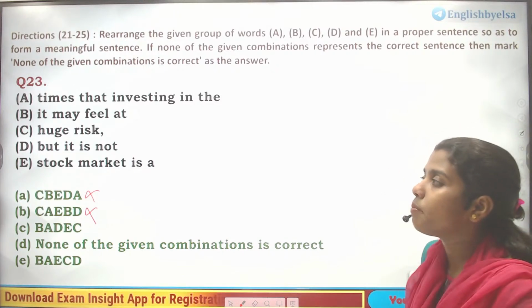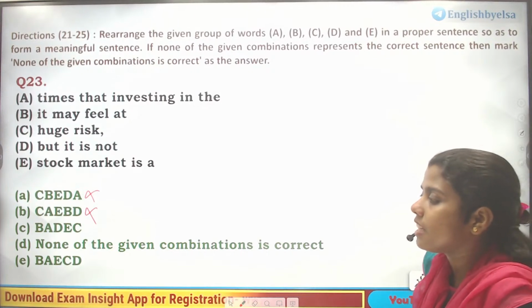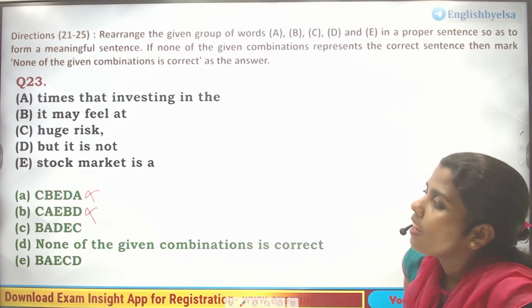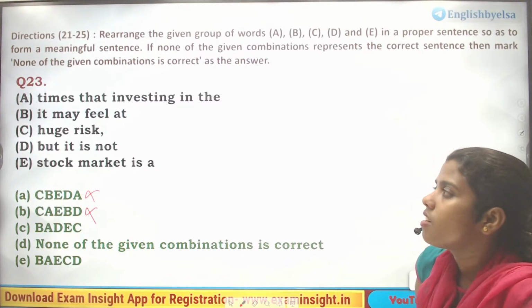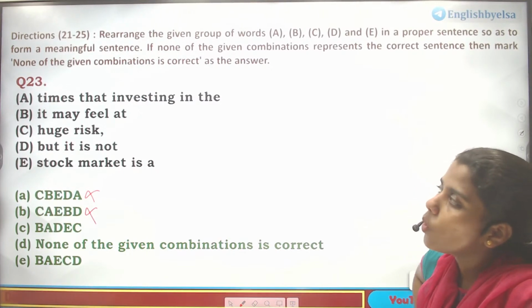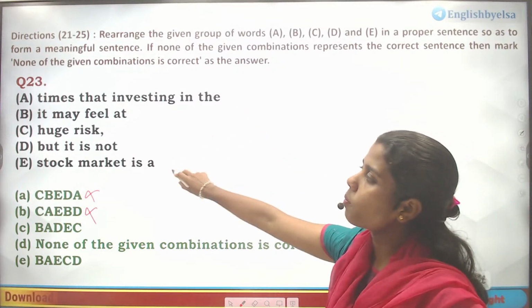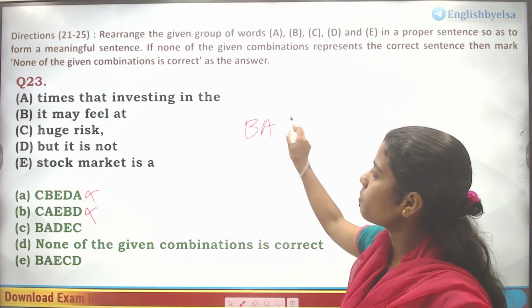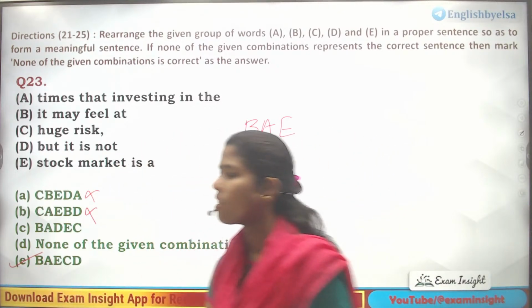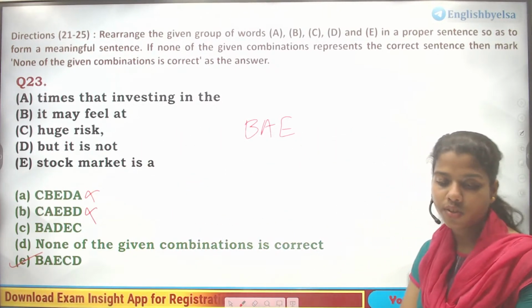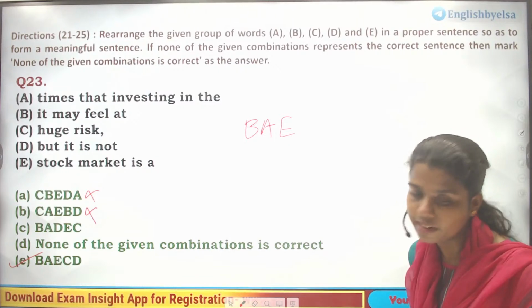B means "It may feel at". The option tells me that second is A: "It may feel at times that investing in the stock market". Going by it, B, A should be followed by E. I can see that in only one option, that is my answer. Option E is the correct answer for question number 23.